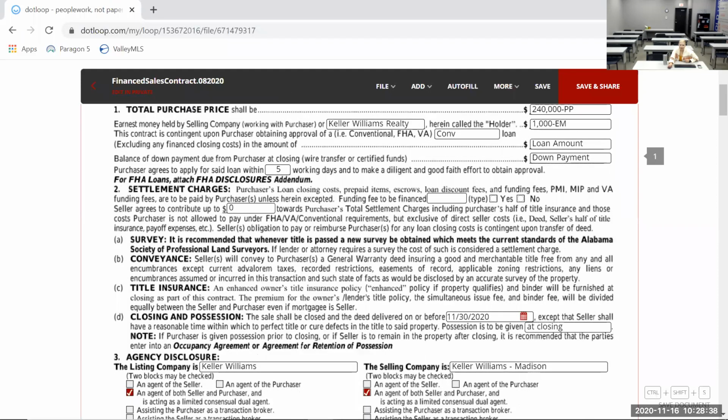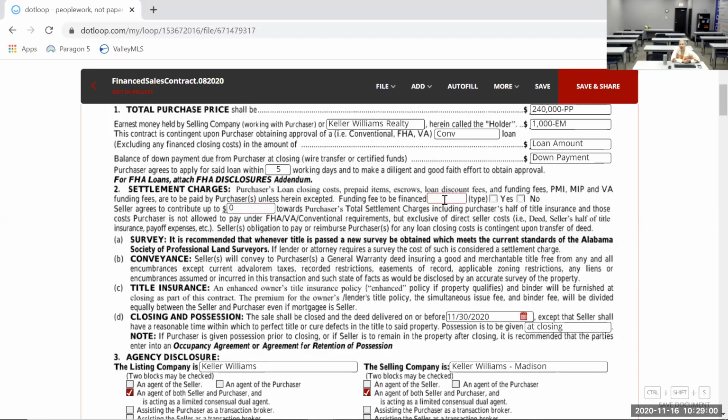Okay, settlement charges. Trying to make y'all smaller. Settlement charges, purchasers' loan closing costs, prepaid items, escrows, loan discount fees and funding fees, PMI, which is private mortgage insurance, MIP, and funding fees are to be paid by purchaser. Funding fee to be financed.